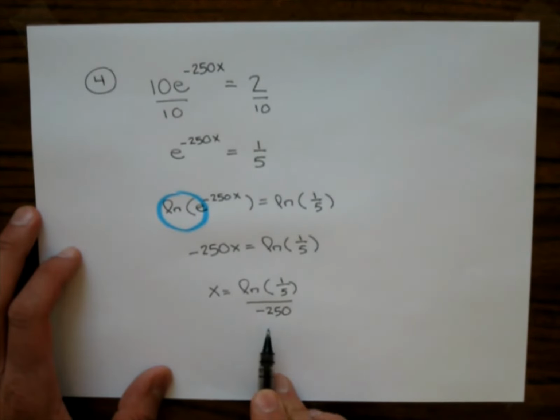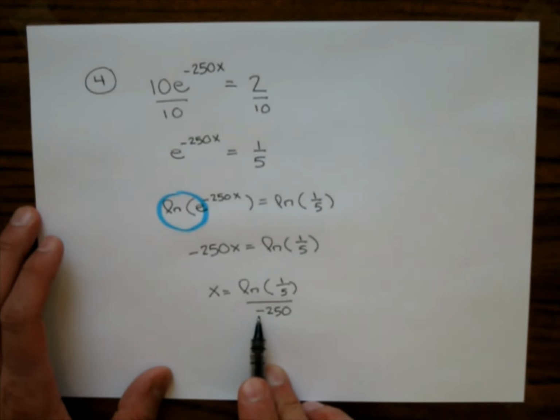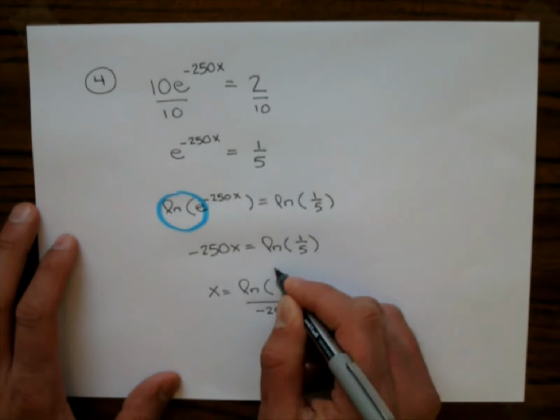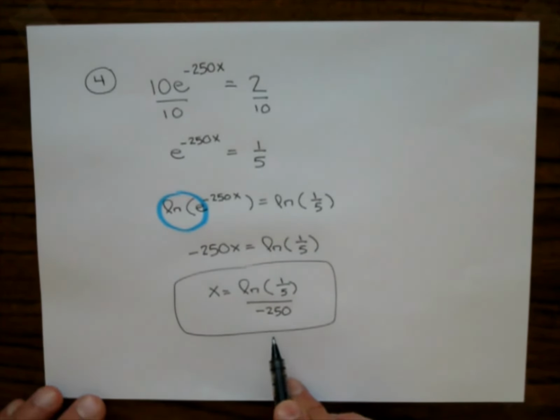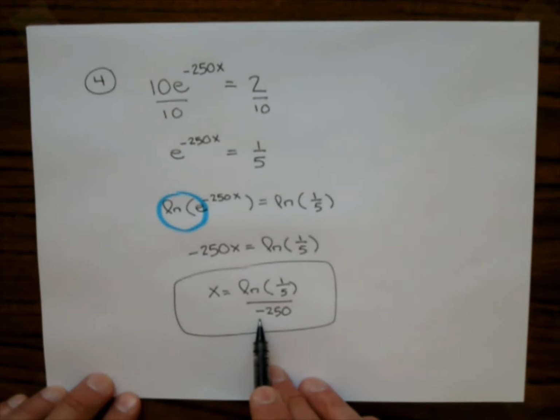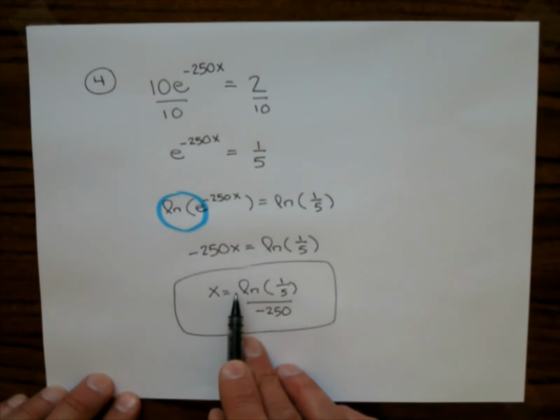Now some teachers will frown when they see a negative on the bottom of a fraction, but if you don't like your next math teacher, that's something you want to do then. I mean, if I were a good math teacher, I'd put the negative up there.